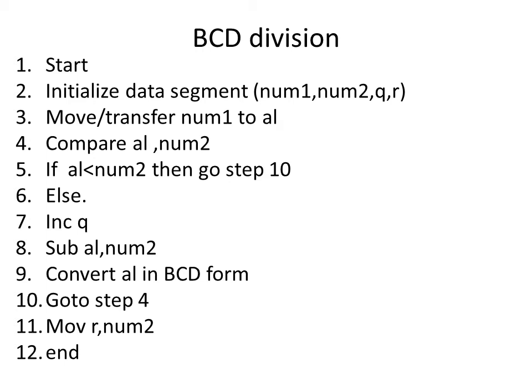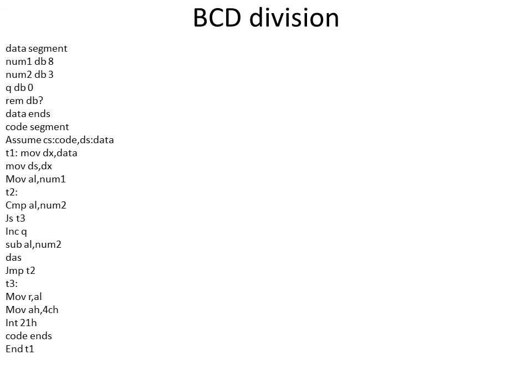What is that step number 4? The result of subtraction which is stored in AL is compared with num2. If the result of subtraction is greater, then again we have to increment Q and subtract further. Otherwise, if the result of subtraction is less than num2, then we stop there. This is how we will get the result of division. Here we have the program, where num1 is 8 and num2 is 3.